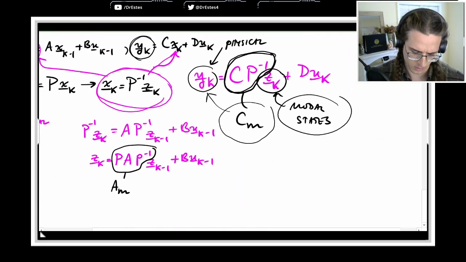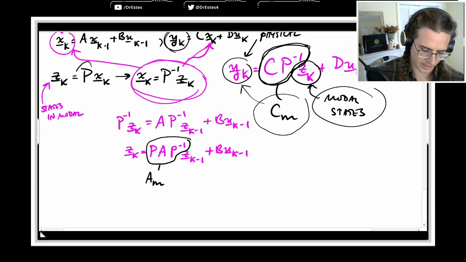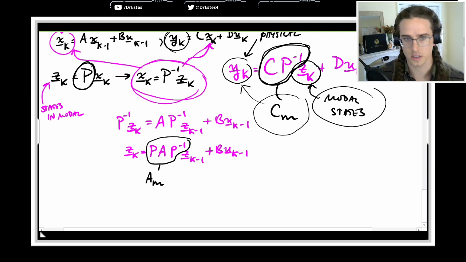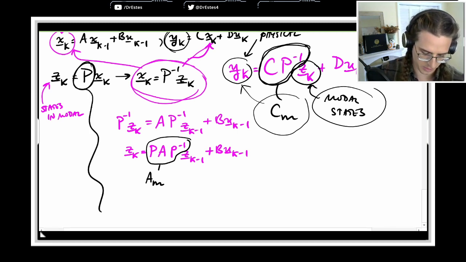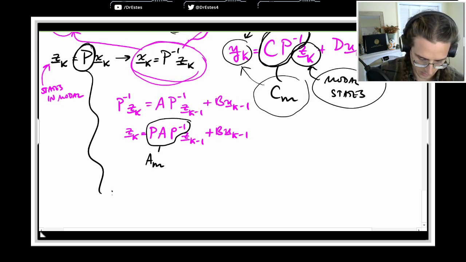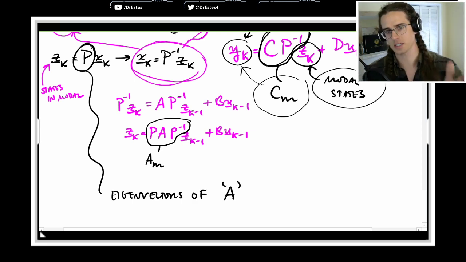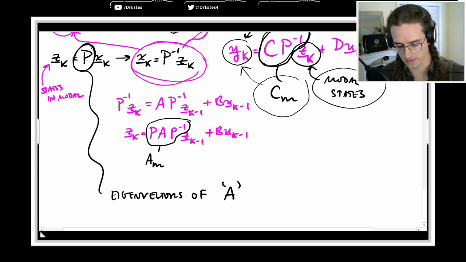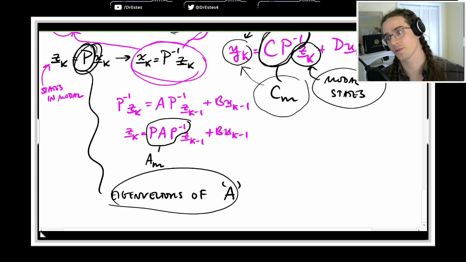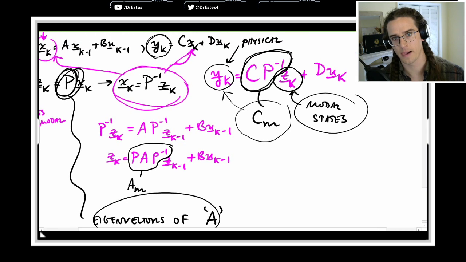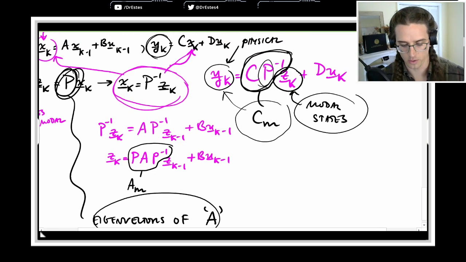And for modal coordinates, this transformation matrix is the eigenvectors of your original A matrix stacked side by side. My only reason for saying that is you know what this matrix is too. When you're doing modal coordinates, you know the transformation matrix, so it's not like P is unknown. I can figure out what that conversion would be.